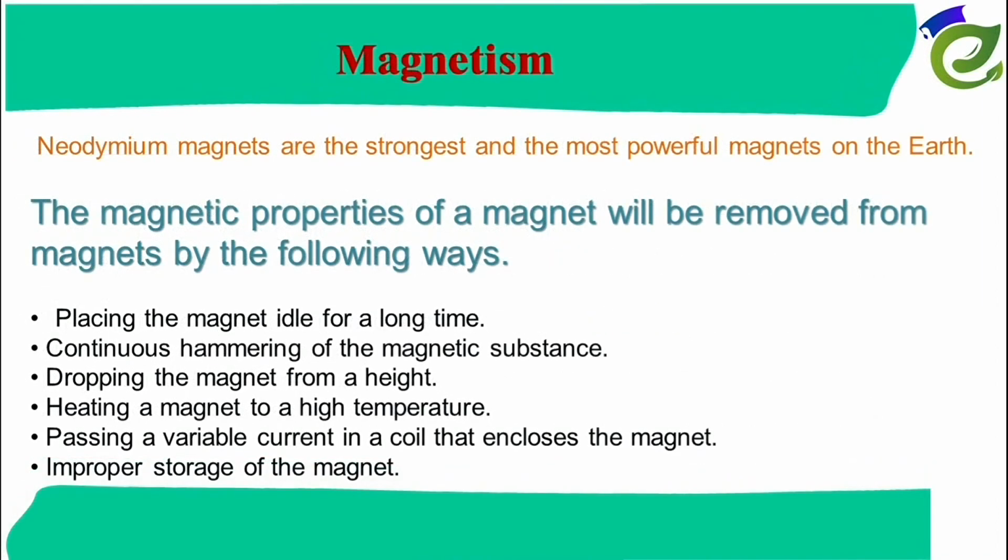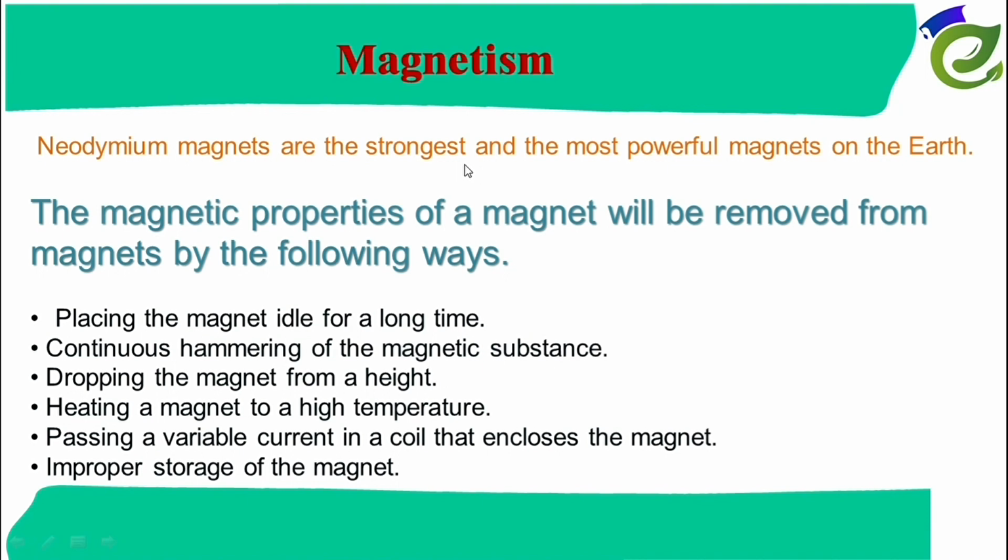Now, neodymium magnets are the strongest and most powerful magnets on the earth. They are used in mobile phones, TVs, laptops, and magnetic separators in factories. So, till now, we have learned about types of magnets and magnetism.